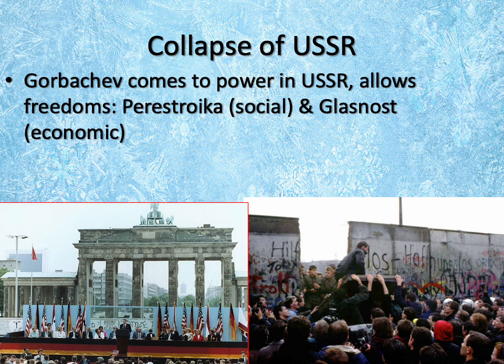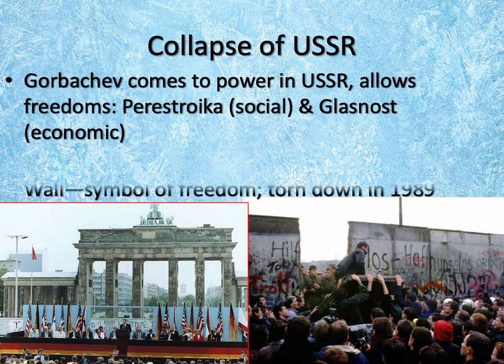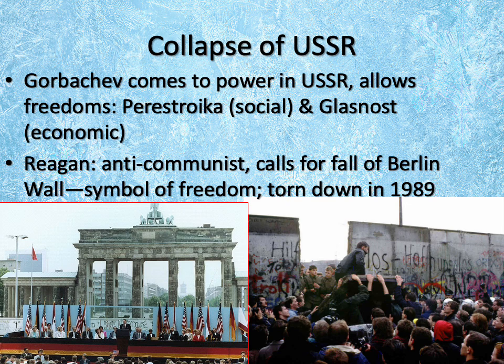And as these freedoms start to come to the Soviet Union, they realize that they're not better off than the Americans. Then Ronald Reagan becomes president of the United States. Ronald Reagan is extremely anti-communism, and he starts to work with Gorbachev. He calls for the fall of the Berlin Wall, and eventually it is torn down in 1989, and Germany is reunited, Berlin is reunited, and we see that as a symbol of freedom and a weakening of the Soviet Union.